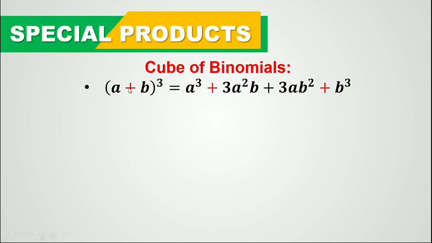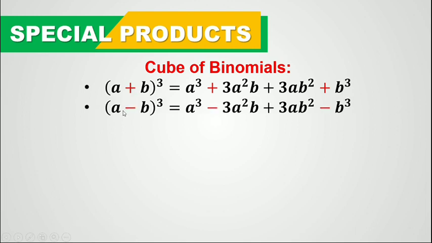So what if this is subtraction? If that is subtraction, so a minus b, quantity cubed, then the answer would be similar. The first term of the answer is just the cube of the first term of this binomial, minus thrice the product of the square of the first term times the second term, so that's a squared b, and then plus thrice the product of the first term and the square of the second term, and then minus the cube of the second term. The second term is b, and its cube is b cubed.